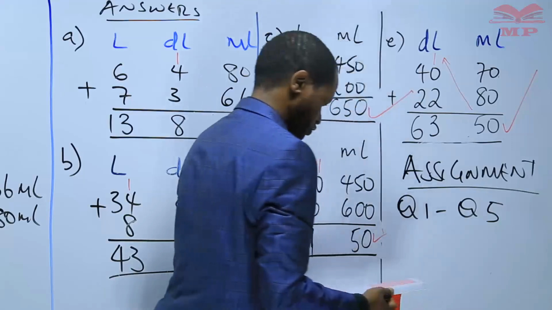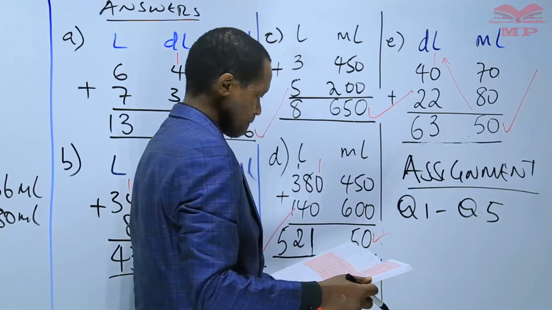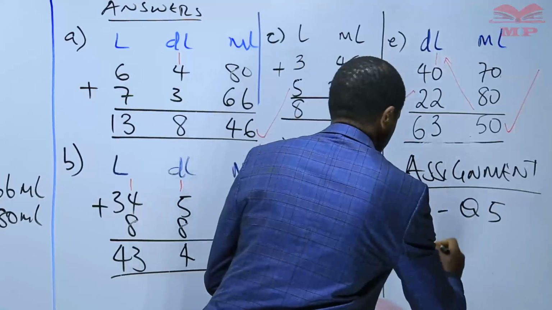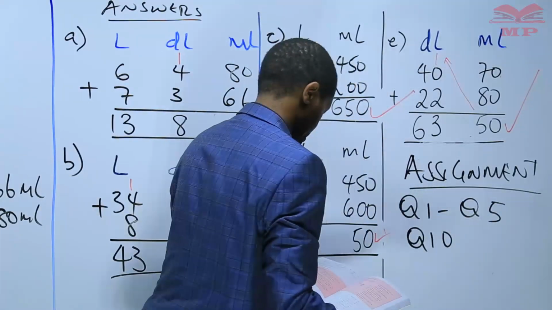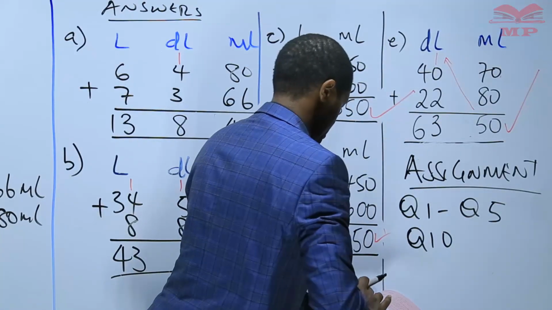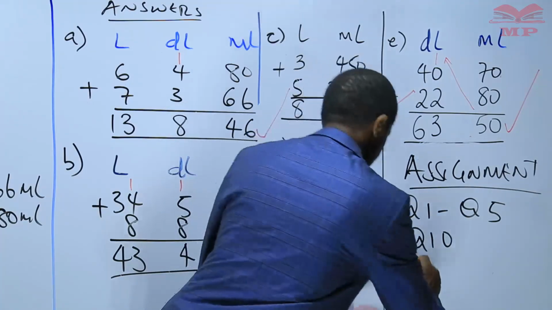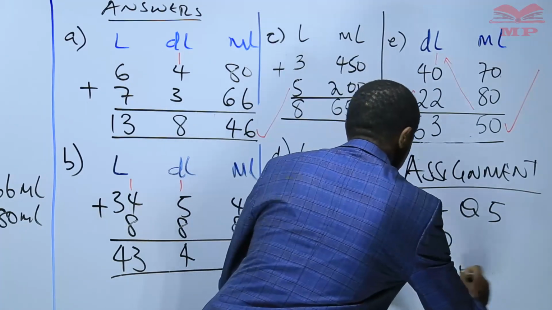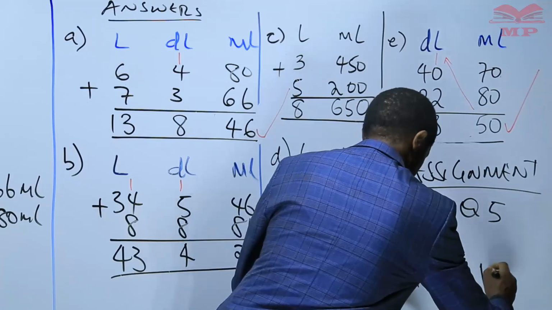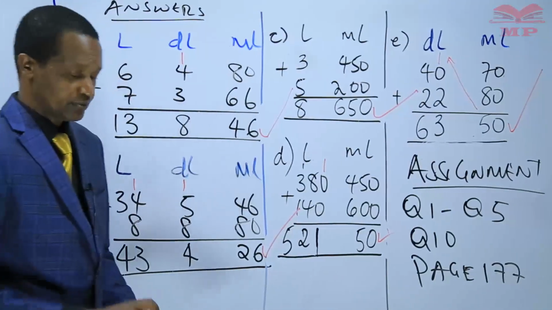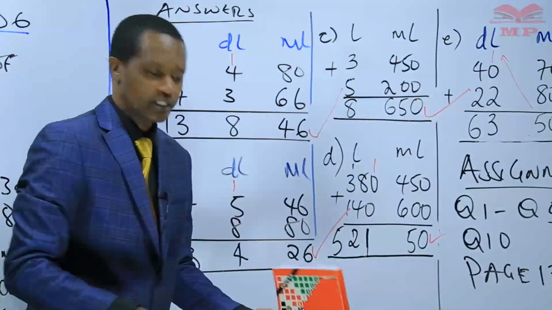These are questions involving addition. Then question number 10 from the book. This is page 177. So, learners, make sure the assignment is done before we come to the next lesson.